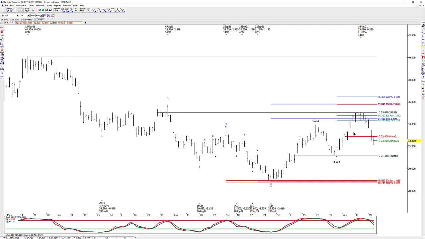And what's occurred here now, we made a new high, and then we've come closing back into the closing range of what I've labeled the wave 1 or A.